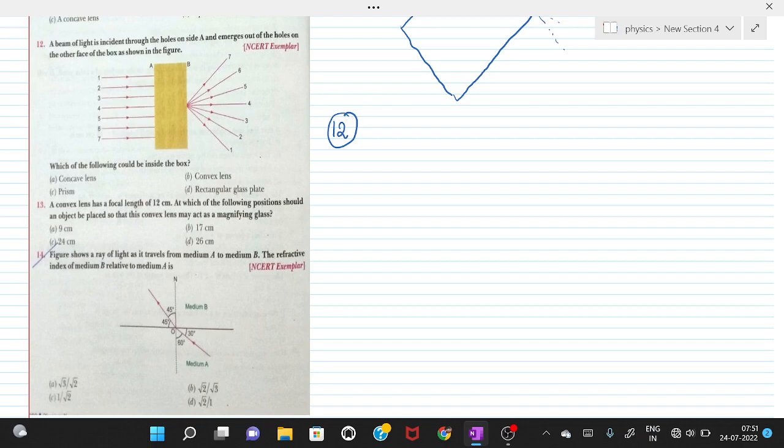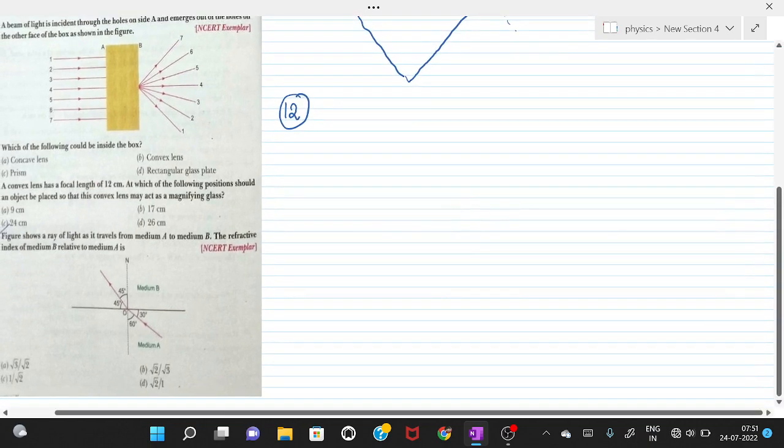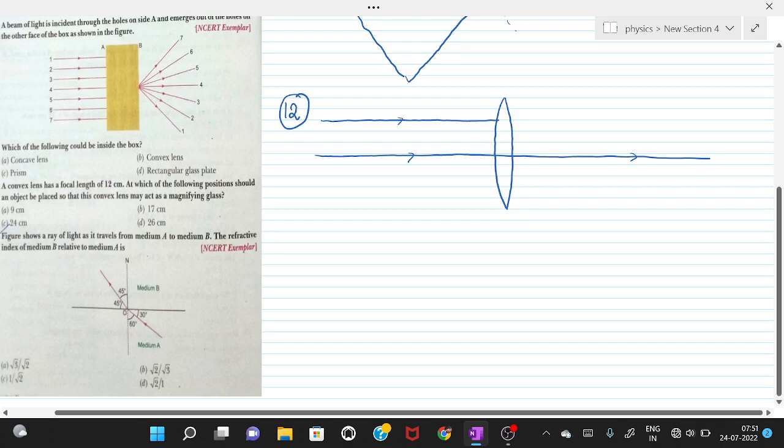So my dear, as we know, if we have a convex lens, and whenever a ray of light falls parallel to the principal axis, then what happens? They converge at the focus. The ray passes through the focus. Yes or no? We all know this thing. So these are the conditions.